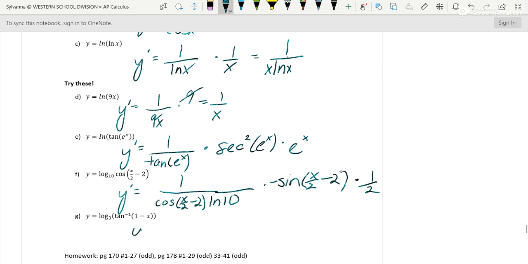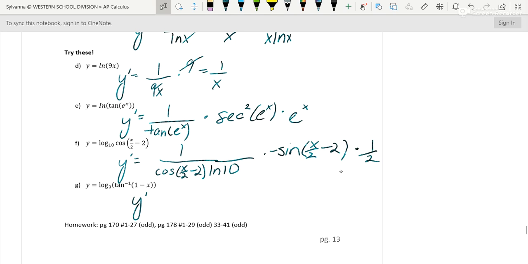The last example. We're going to take the derivative of log base 3. So that's 1 over whatever we see in the bracket, so that's tan inverse of 1 minus x, and then ln of our base, which is 3.